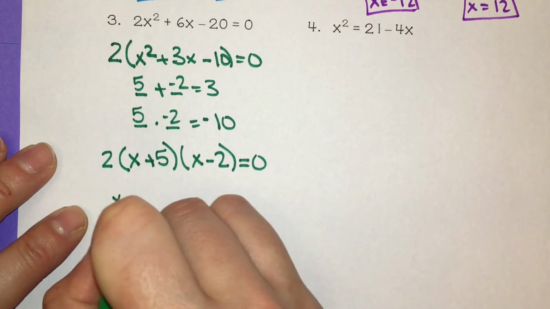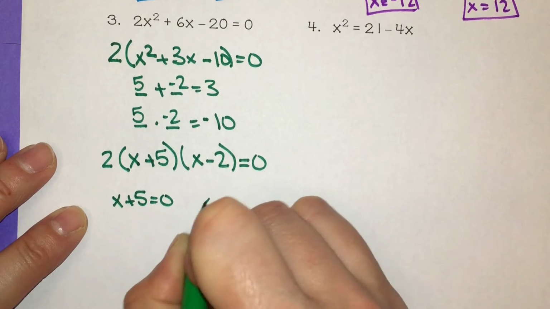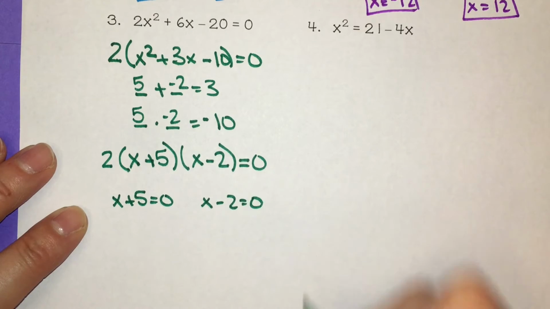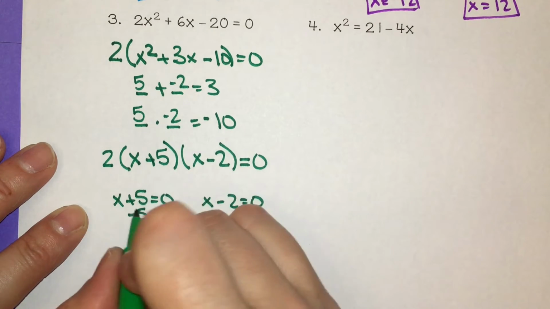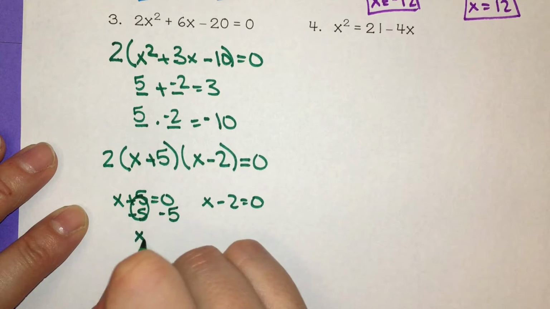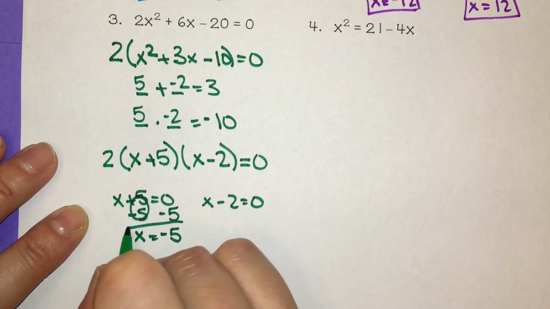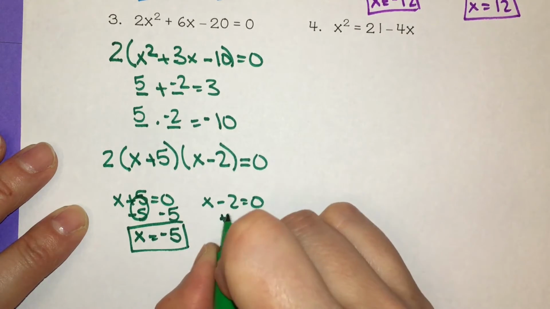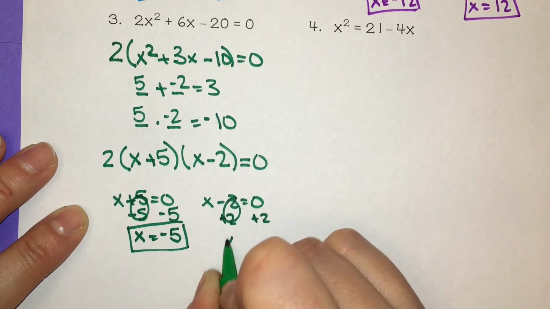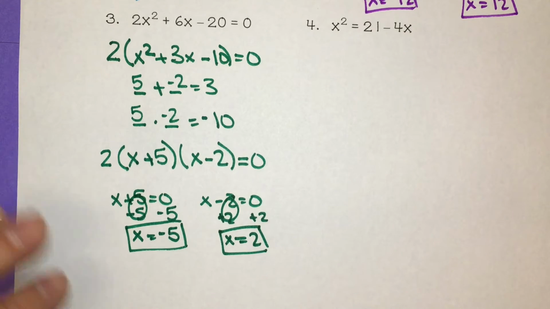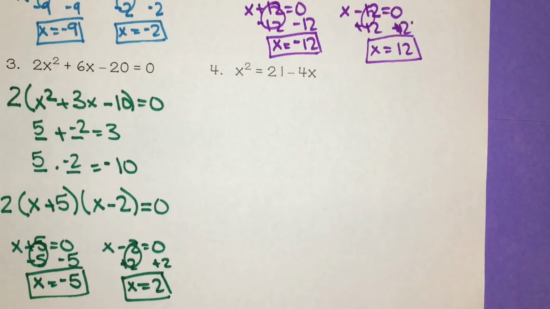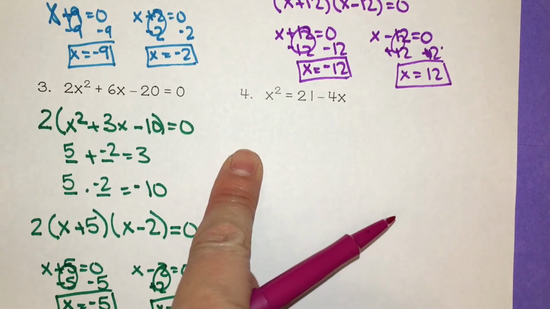So we have x plus 5 equals 0 and x minus 2 equals 0. I'm going to subtract 5 on both sides to get x by itself. So x equals negative 5. Over here, add 2 to both sides to get x by itself. X equals positive 2. And last one, you have to move everything to the left.